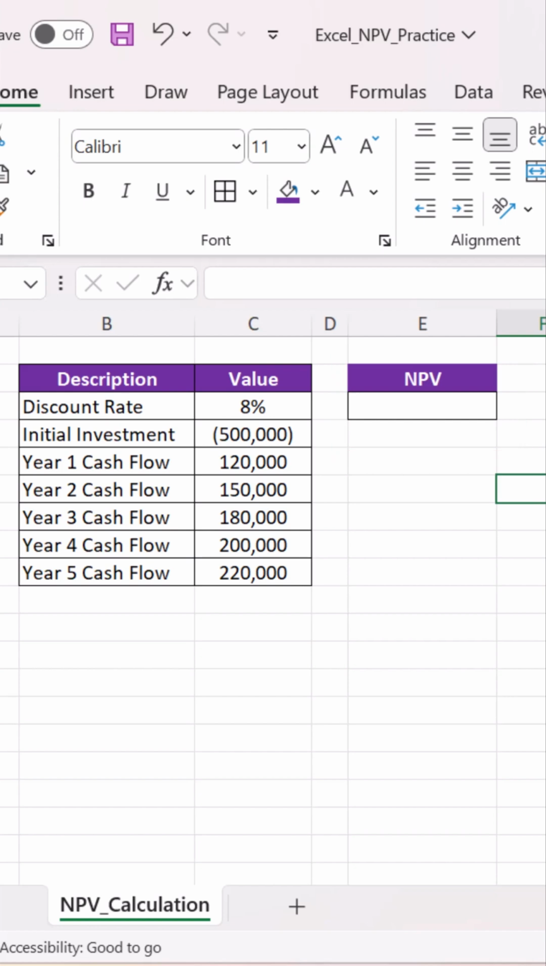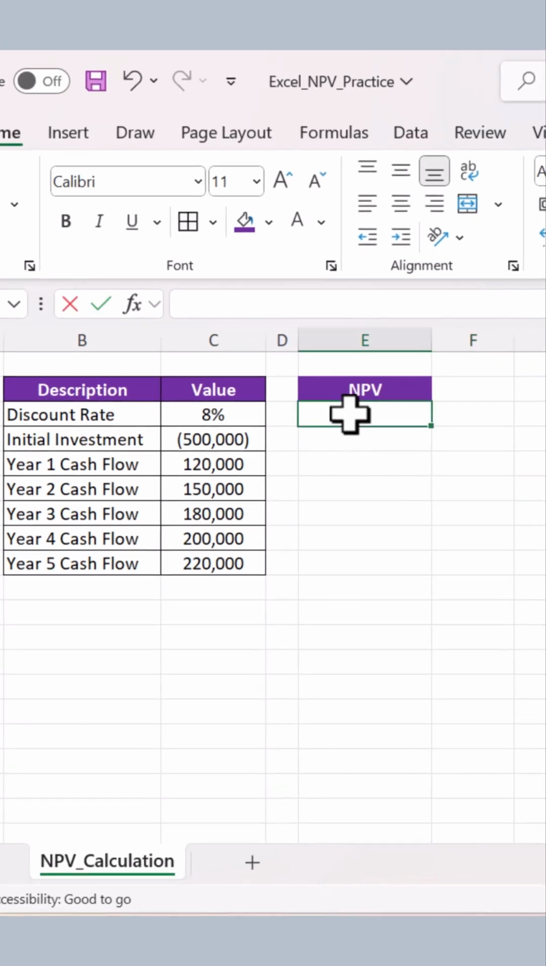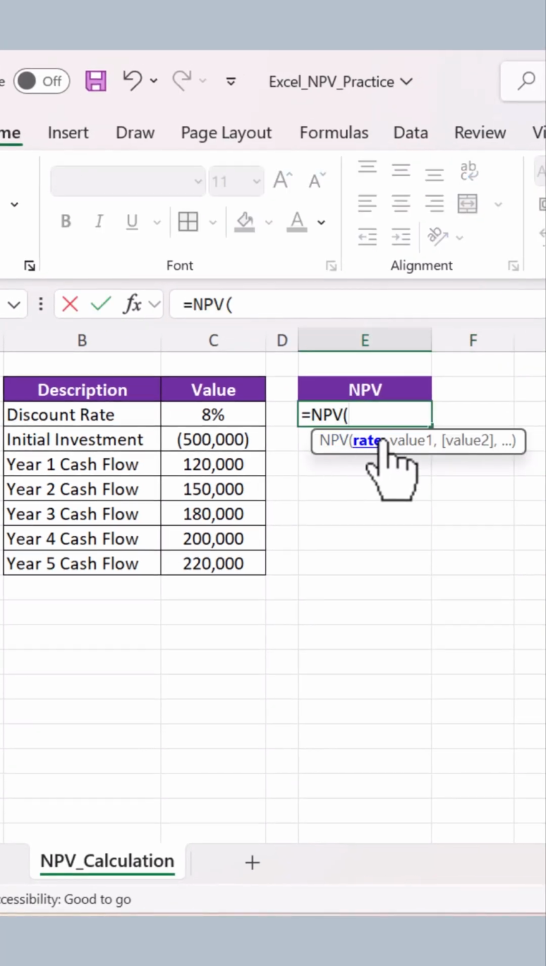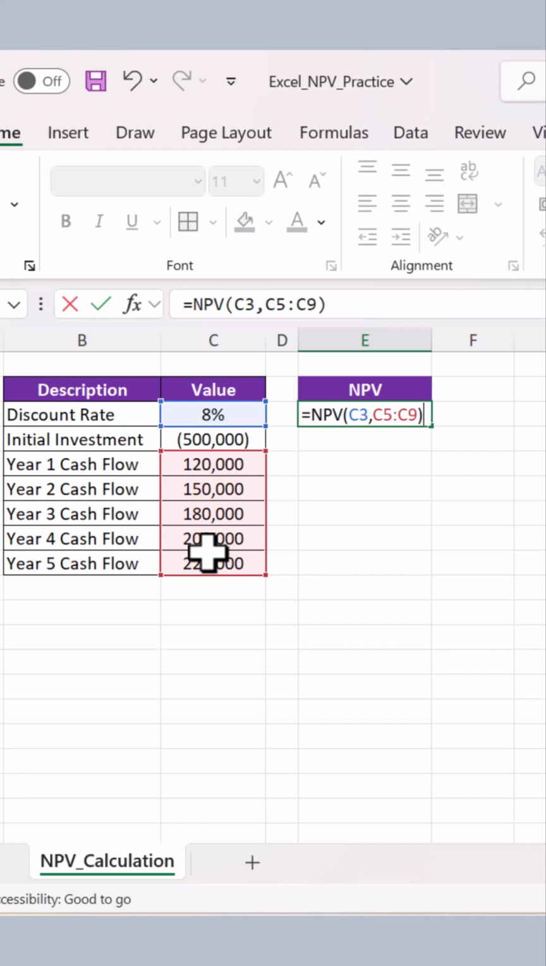Here's the formula. Type equals NPV. First, it asks for the rate. This is your company's discount rate. Next, it asks for the values. This is where you highlight all your future cash flows, but not the initial investment. Close the parentheses. And now you subtract the initial investment from the result.